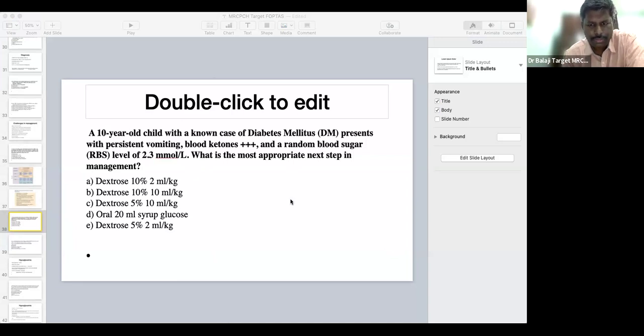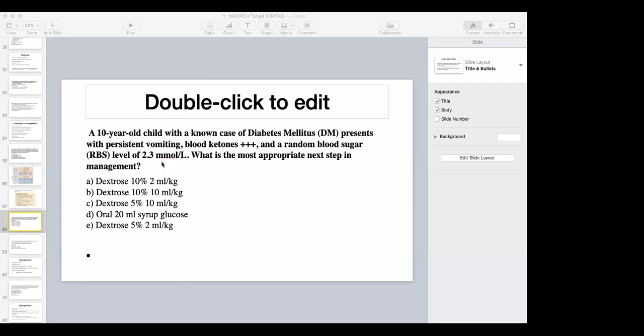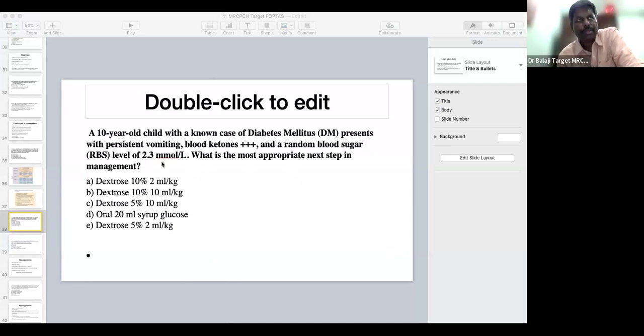So what is this scenario actually? So what is 2.3 millimoles per liter of sugar? Hypoglycemia, sir. Yeah. So 2.3 into 20, if you multiply by 20, it's 46, so somewhere around 40 or less than 40. So the sugar is low. So what will be your next important step? Often they ask you, what will be your next step? In diabetic ketoacidosis, sugar is low. So what will be your next important step?